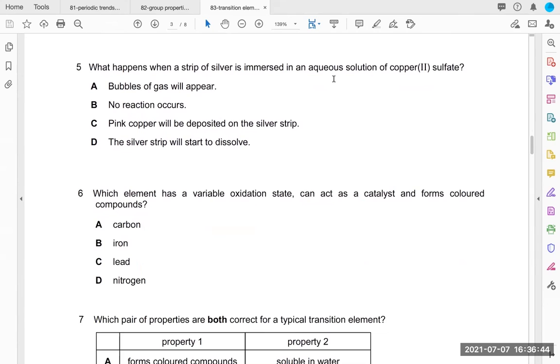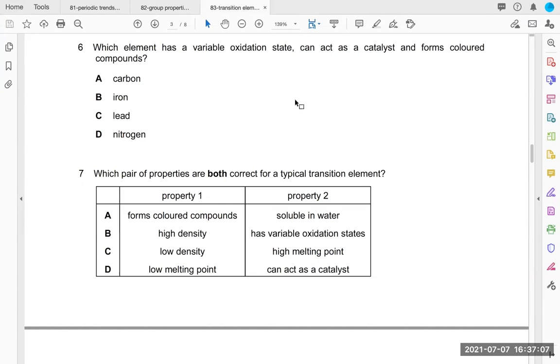What happens when a strip of silver is immersed? We have already talked about it. Silver is less reactive than copper, so it will not replace it. No displacement reaction happens. Okay, so which element has a variable oxidation state, can act as a catalyst, forms colored compounds? These are all properties of transition metals. So out of these, B is the transition metal.